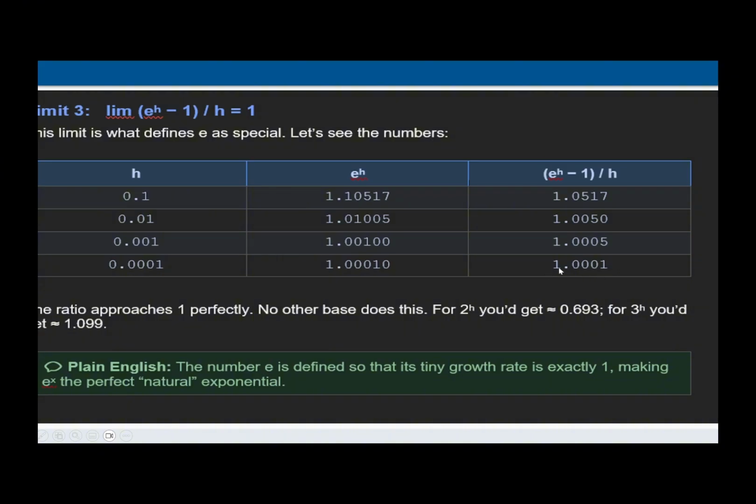1.001, almost 1. Anyway, that will end up at 1. So the smaller h gets, the closer you go. The ratio approaches 1 perfectly. No other base does this. For 2 to the power h, you get 0.693. For 3 to the power h, you get 1.0999. So that's different; only e matches perfectly. In plain English, the number e is defined so that its tiny growth rate is exactly 1, making e to the x a perfect natural exponential. That's why we call it the natural exponential.